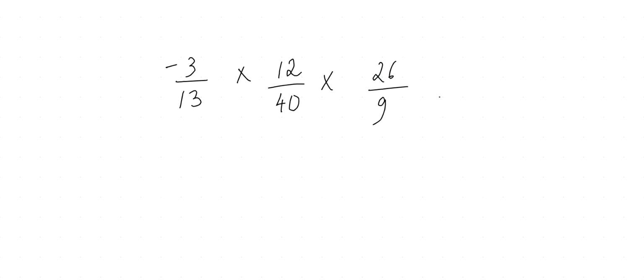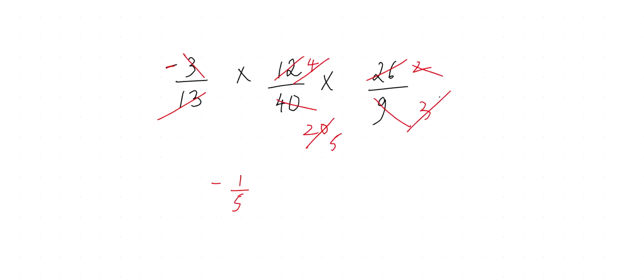13 will cut how many times? 13 twos are 26. Then I have 3. And remember, there is a negative sign, so don't forget that. 3 ones are 3, 3 threes are 9. And let's see, 3 will cut 1 time, 3 will cut 4 times. So 2 will cut 1 time, 2 will cut 20 times. So again, 4 will cut once, 4 will cut 5 times, giving me minus 1 over 5.